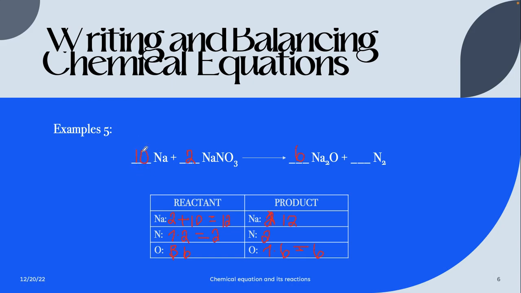Okay? So now we have 10 sodiums, 2 sodium hydroxide, sorry, not times, 2 sodium nitrite, 6 sodium oxide, and 1 dinitrogen. There we go. It is now balanced.